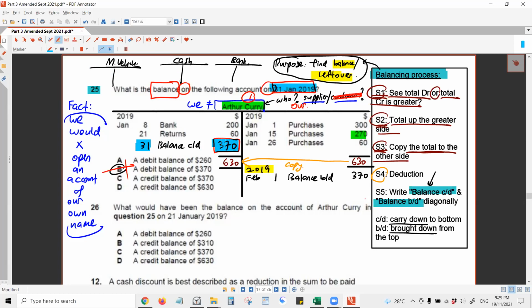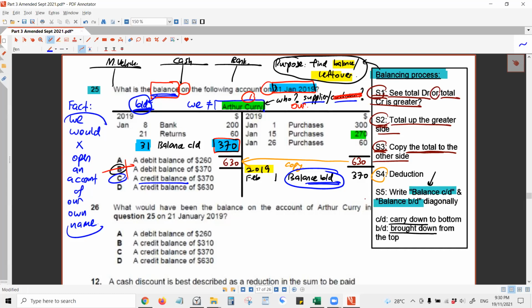We never care about the dates. You must always remember, balance means balance BD. Never try to interpret balance as balance CD. You would give the wrong answer if you think that balance is balance CD. You must always remember, balance refers to balance BD. So balance BD is here. Therefore, answer is C, because the balance BD is on the credit side.